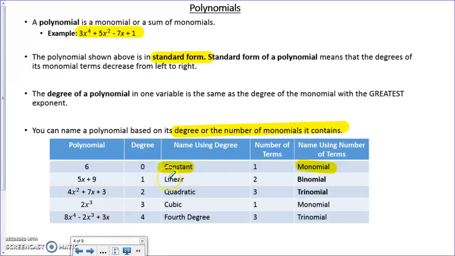5x plus 9, the degree is 1, so it's linear, and it has 2 terms, 5x and 9, so it's binomial. 4x squared plus 7x plus 3, it's quadratic because the degree is 2. And there are 3 terms, 4x squared, 7x, and 3, so it's a quadratic trinomial. 2x cubed, it's cubic because the degree is 3, and there's only 1 term, so it's a cubic monomial. And 8x to the 4th minus 2x cubed plus 3x, this would be called a 4th degree because the degree is 4, and there are 3 terms, so it would be called a 4th degree trinomial.